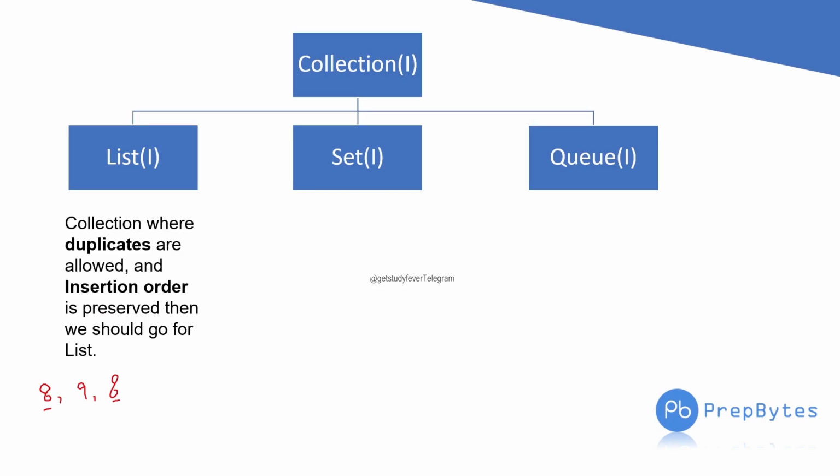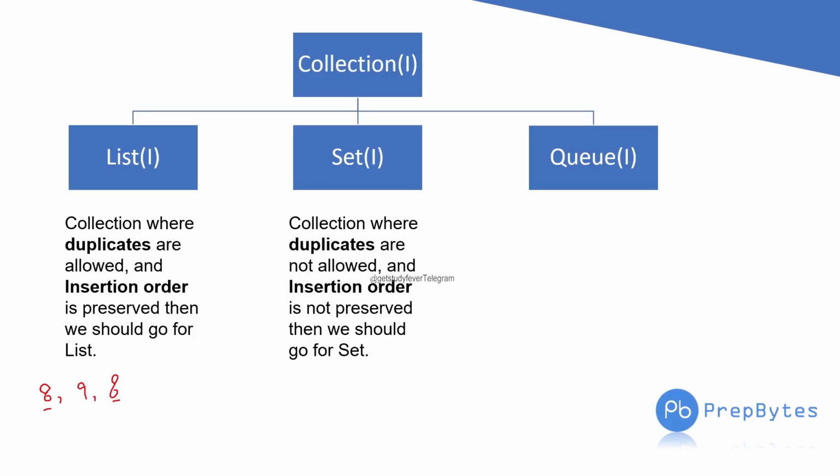Now let's see what sets are. The set interface is again a child interface of collection. So in set, duplicates are not allowed and the insertion order is not preserved. But in list, duplicates were allowed and the insertion order is preserved. How it is preserved, we will see in list, and why it is not preserved in set and why duplicates are not allowed, we will see when we learn set deeply. For now, just see the difference between these two.